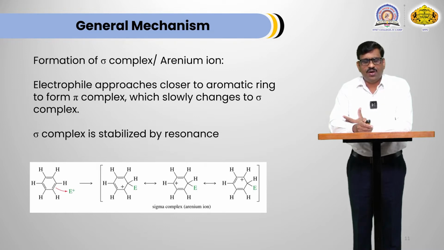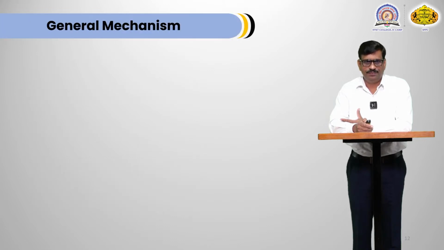This arenium ion or carbocation can be stabilized by resonance effect. In this figure, it is shown how that resonance effect is there. Different canonical structures are shown. Hence, that positive charge is moving over the ring, and that's why it forms the stable carbocation.